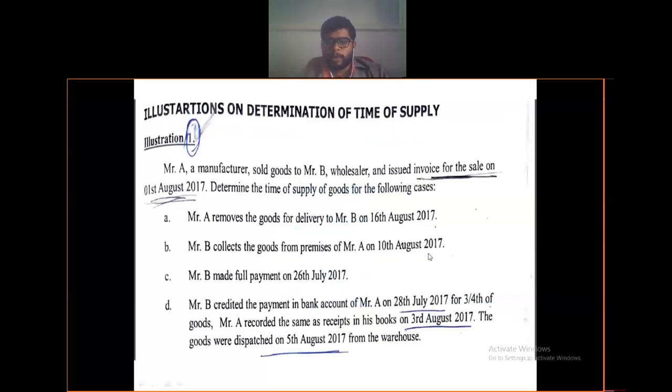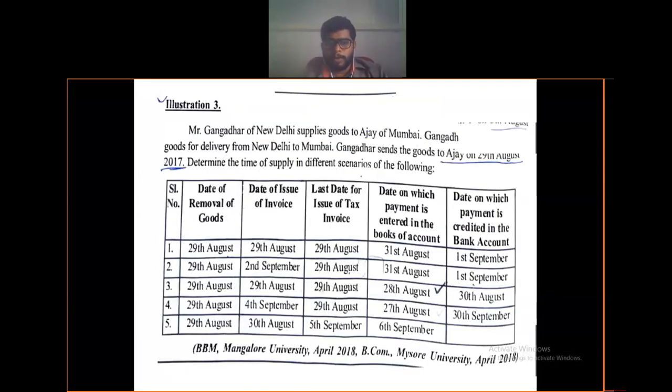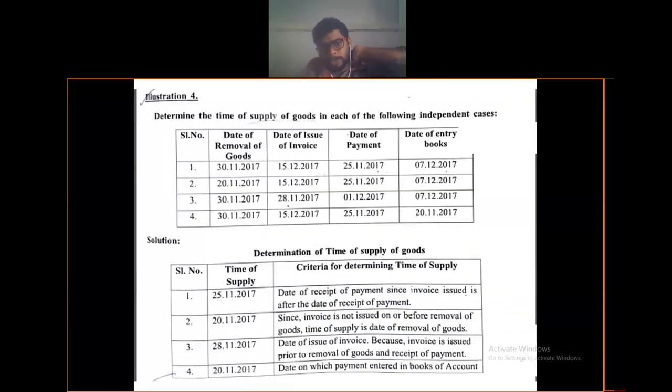How many problems did we solve yesterday? I think three problems we have completed. So straight away I will go to problem number 4. So 4, 5, 6, 7, 8, five problems are pending. We'll discuss one by one. So problem number 4: determine the time of supply of goods in each of the following independent cases.